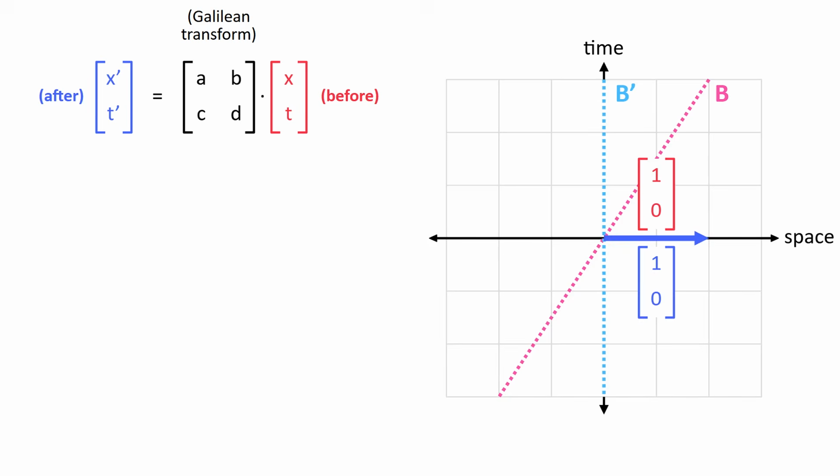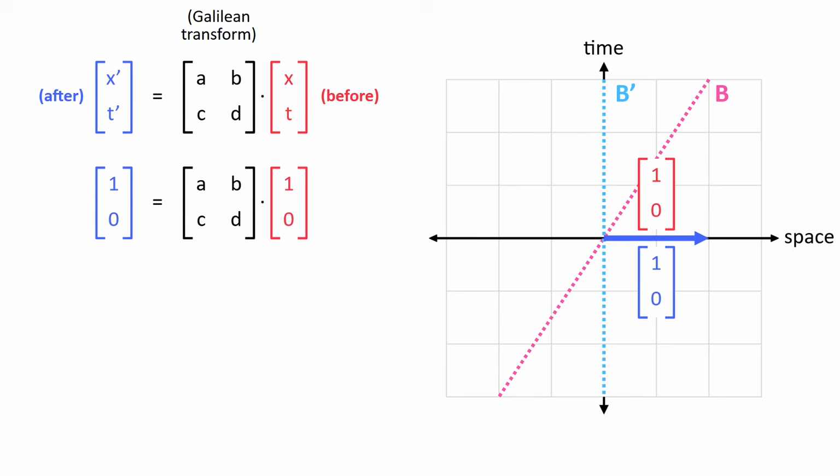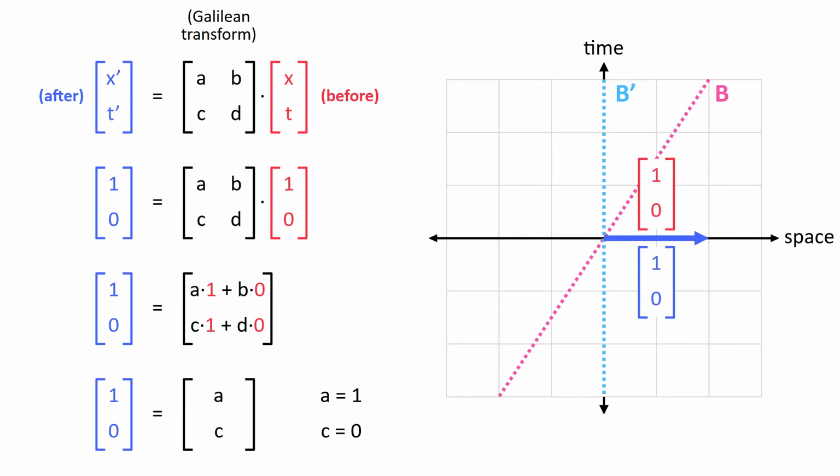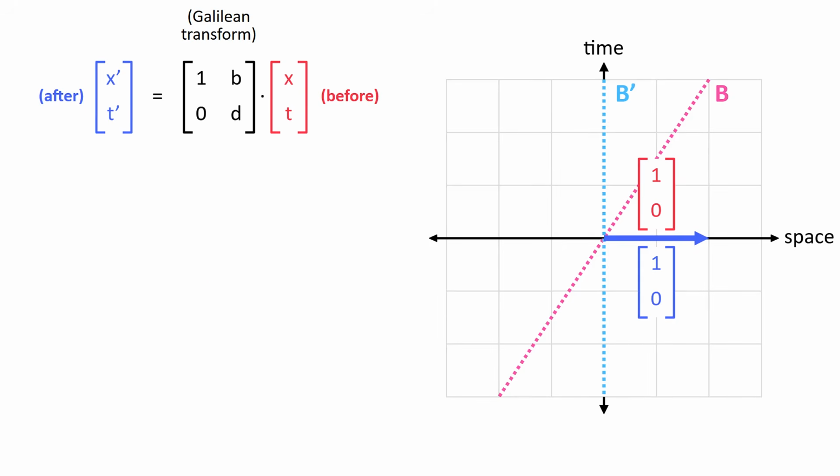This means our matrix a, b, c, d times 1, 0 equals 1, 0. Multiplying things out tells us a equals 1 and c equals 0, so we're already halfway done. Other than this one slice though, everything else depends on the relative velocity.